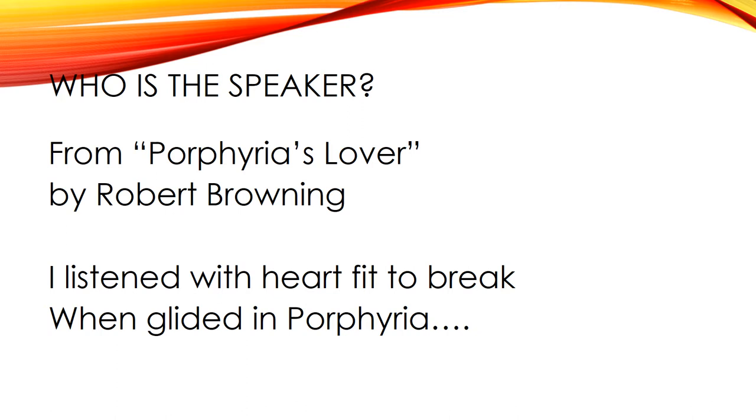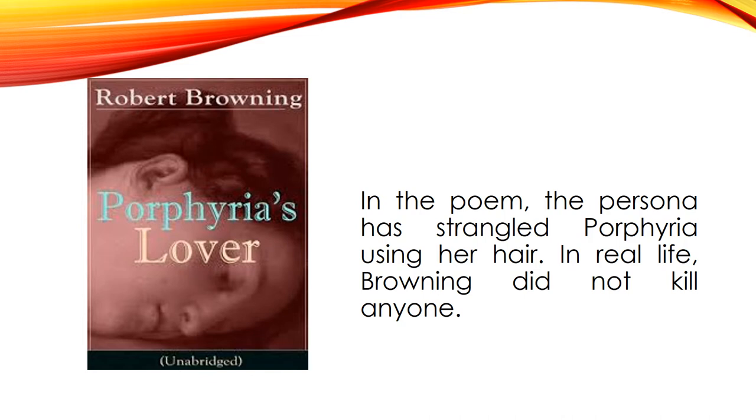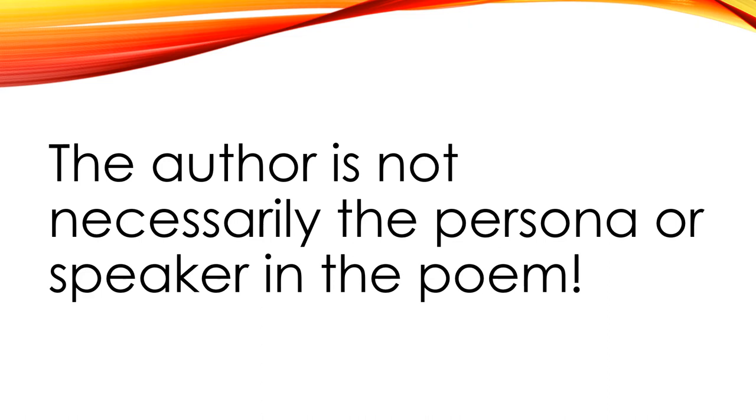So they would say, the speaker is Robert Browning. Okay, so do not do that, all right? Because if you examine the entire poem titled Porphyria's Lover, actually the persona or the speaker in the poem killed Porphyria. But never in Robert Browning's life has he murdered anyone. In the poem, the persona has strangled Porphyria using her hair. In real life, Browning did not kill anyone. So always remember, the author is not necessarily the persona or the speaker in the poem.